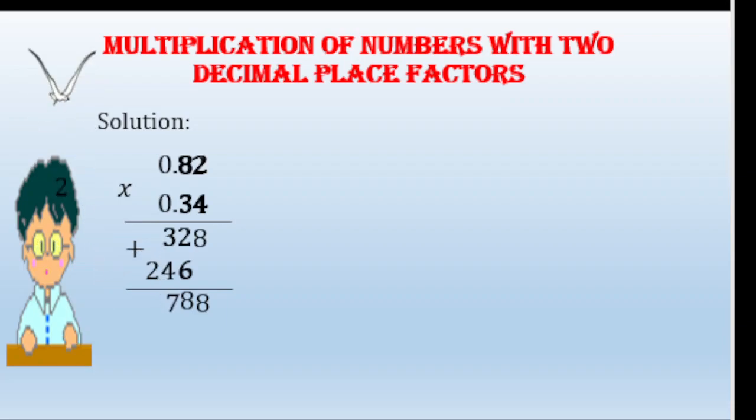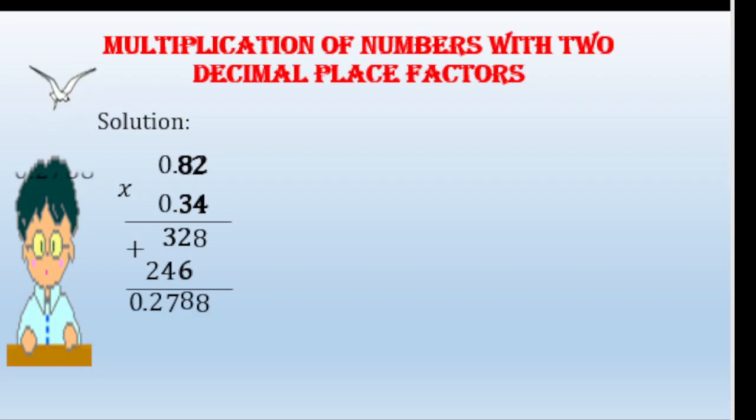And bring down 2. And then let's count the number of decimal places in each factor. So you have 1, 2, 3, 4. So therefore, the decimal places in the product is 4. So put in the decimal point before 2. So your answer is 2,788.